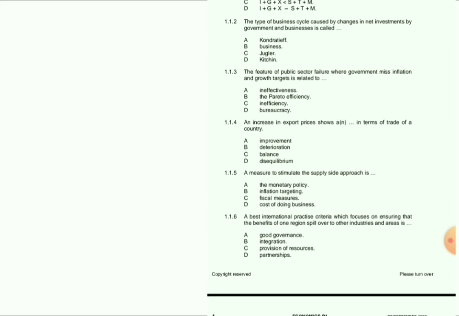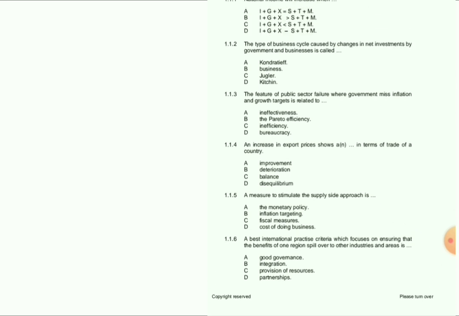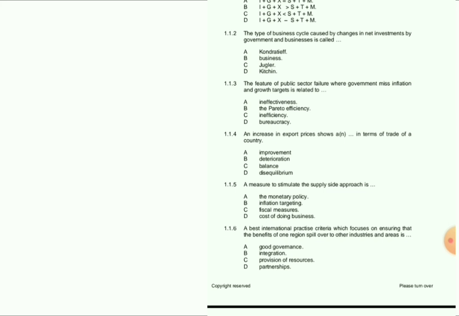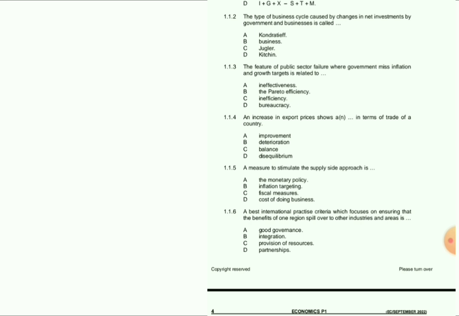1.1.2. The type of business cycle caused by changes in net investment by government and businesses is called. This one you can find in the textbook. It's very straightforward. You have to study it from the textbook. So which one is it? It tells you that this one is caused by changes in net investment by government, which is the Juglar cycle. It's the Juglar, which is C.